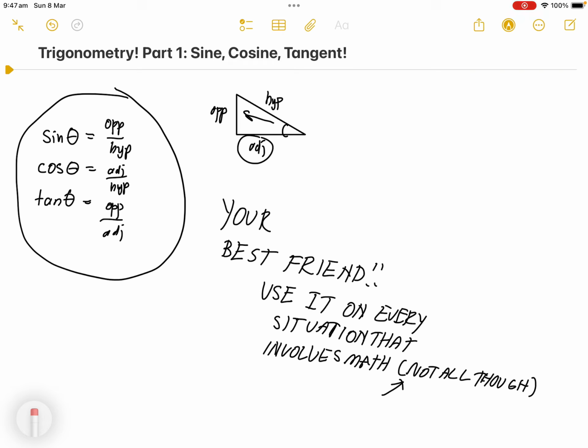Before we hop into the examples, let's define what these three actually mean. Sine theta equals opposite over hypotenuse, cosine of theta is adjacent over hypotenuse, whereas tangent of theta is opposite over adjacent. What are these actually? They're trigonometric ratios, which is essentially the ratio between two sides, like the hypotenuse over adjacent, for example.